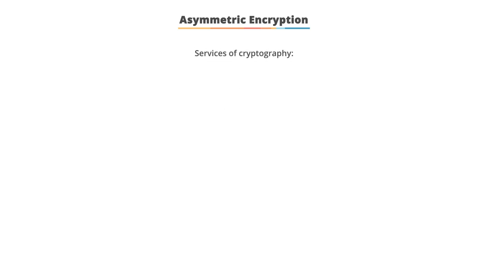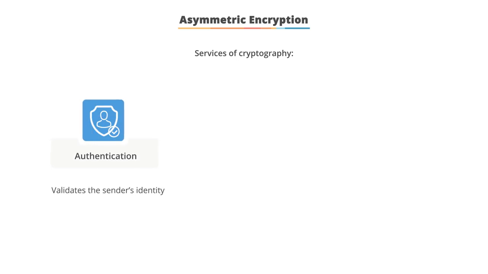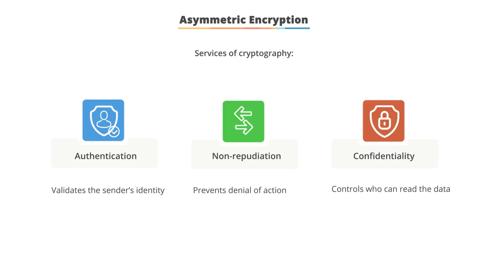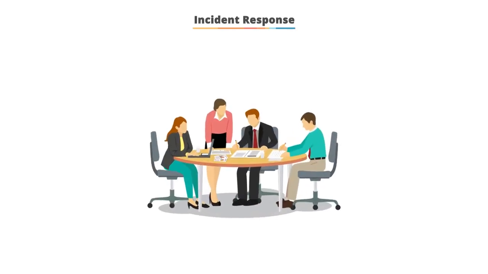Some of the services of cryptography: authentication. If I encrypt with the sender's secret key, then it's a private key. If somebody can decrypt it with my public key, it had to come from me. Non-repudiation. I cannot refute that it came from me. Confidentiality. If I encrypt with the receiver's public key, the only person that can decrypt it is the receiver with their private key.